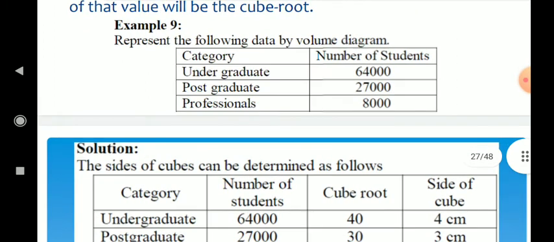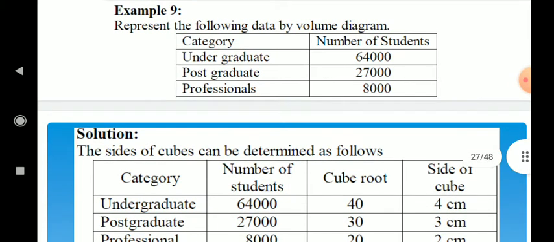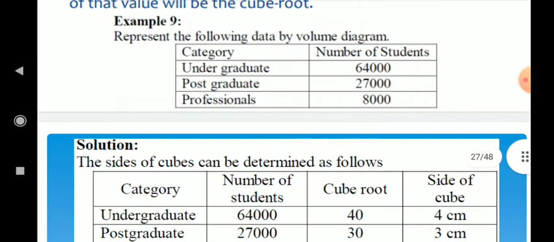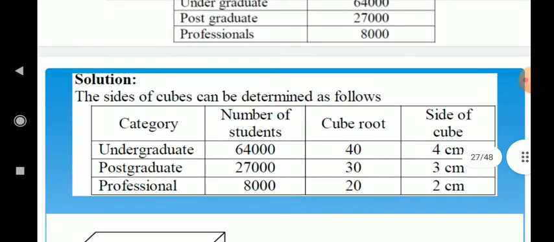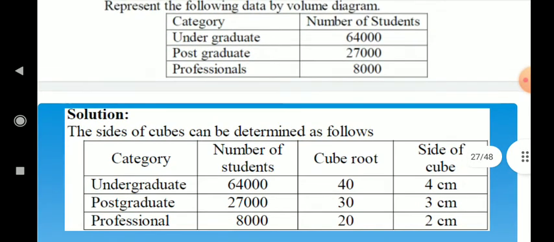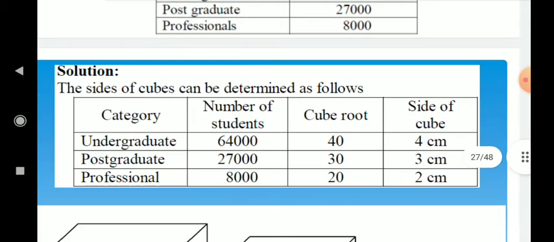Just like in two-dimensional diagrams we found the square root, here to draw cubes we are finding the cube root. So here, represent the following in a volume diagram: UG students, PG students and professionals. The same thing I've copied in the first and second column. Now I'm finding the cube root of that. So the cube root of 64,000 is 40, 30 is the cube root of 27,000, and for 8,000 the cube root is 20.